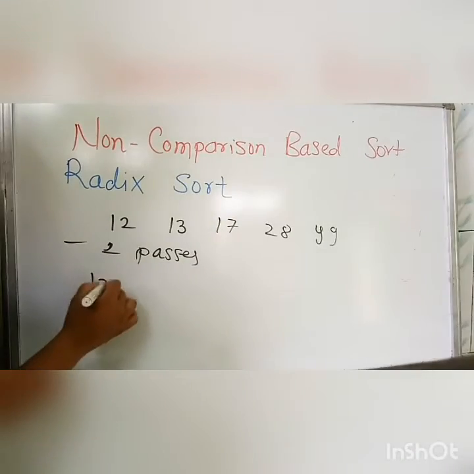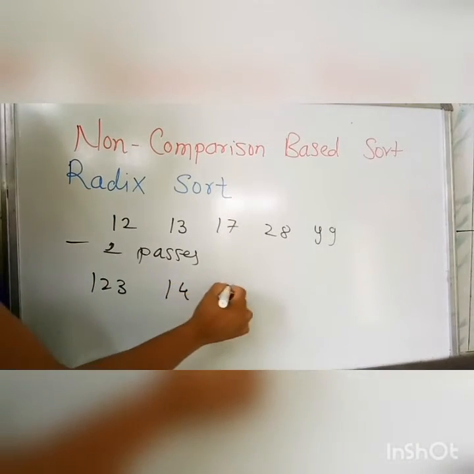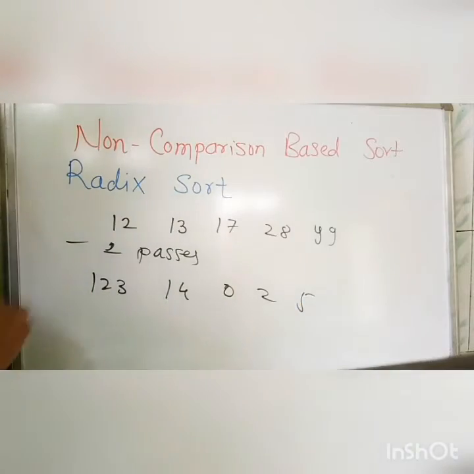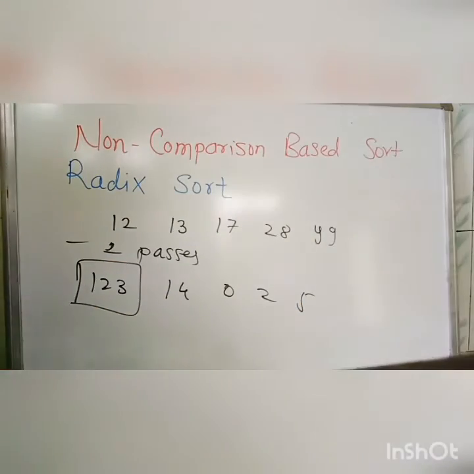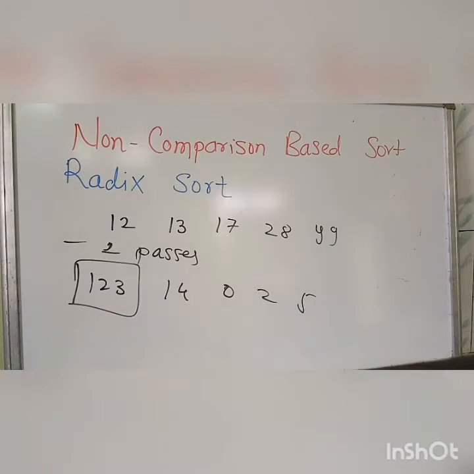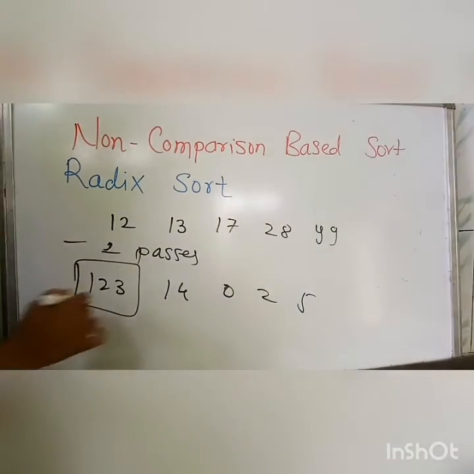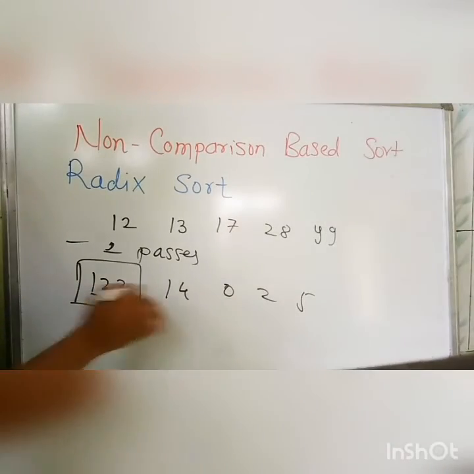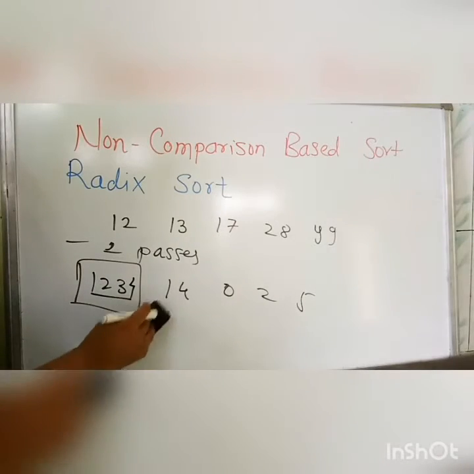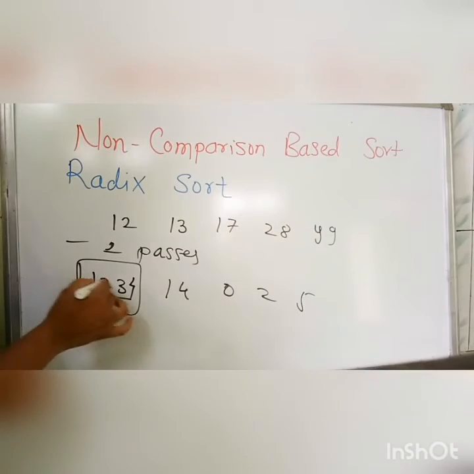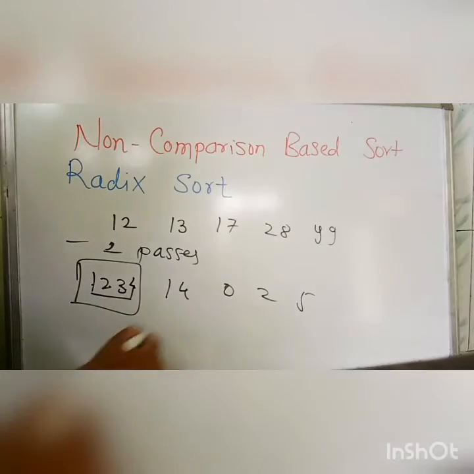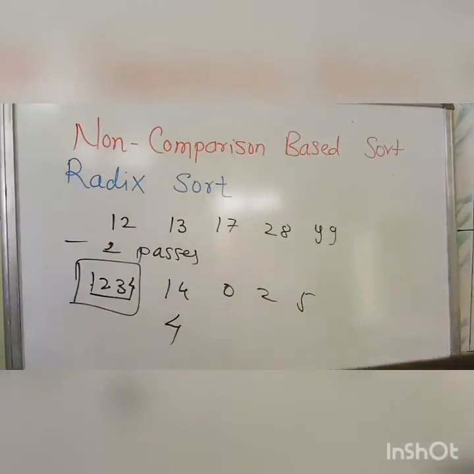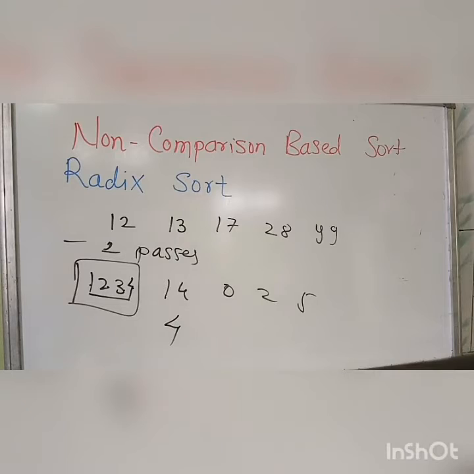If we have numbers like this, in the whole series, 123 is the largest number and it has 3 digits. So the total number of passes required for this sort of series is 3. Suppose here it has 4 digits. Then according to this digit count, we will require 4 passes. So this is the mechanism behind radix sort.